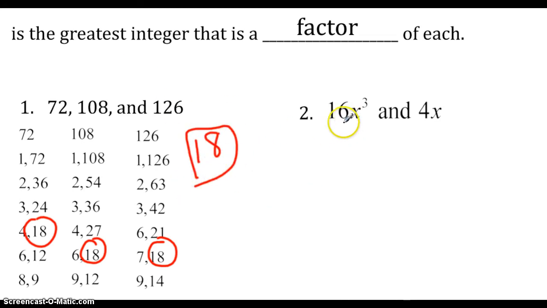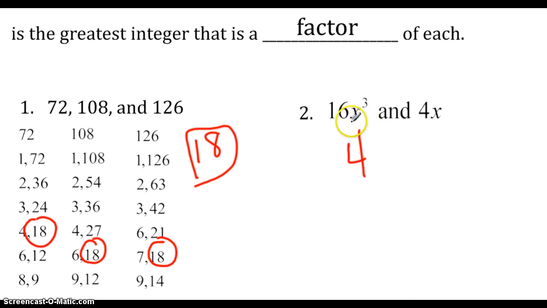When I come here, this has variables, so I need to be careful. I need to look at it as 2 steps. My first step is to find the GCF between 16 and 4. 16's factors are 1 and 16, 2 and 8, 4 and 4. And 4 is 1 and 4, 2 and 2. So therefore, 4 would be my largest number.